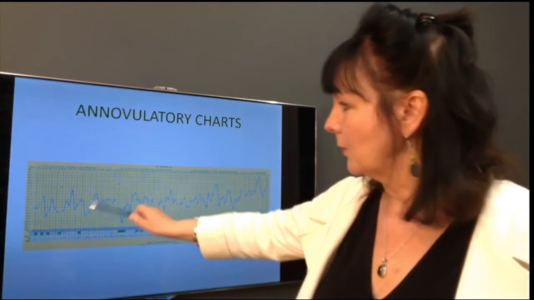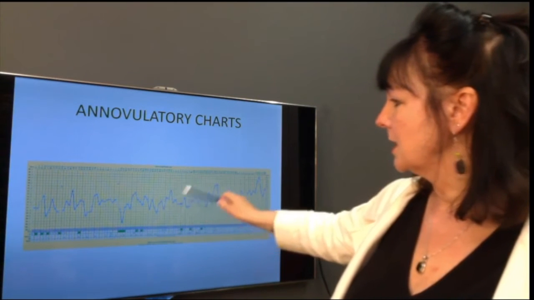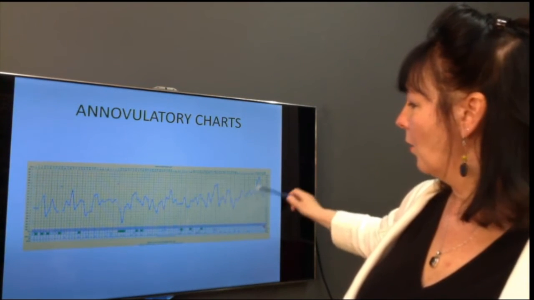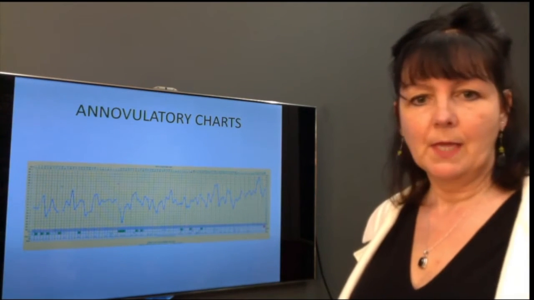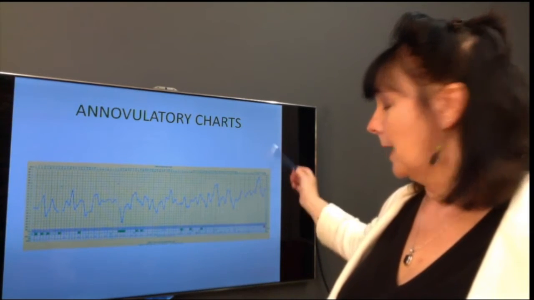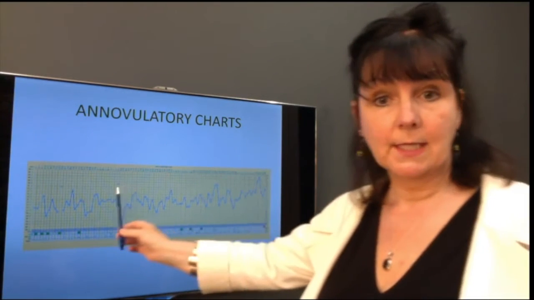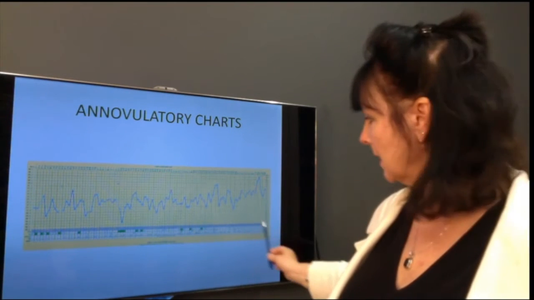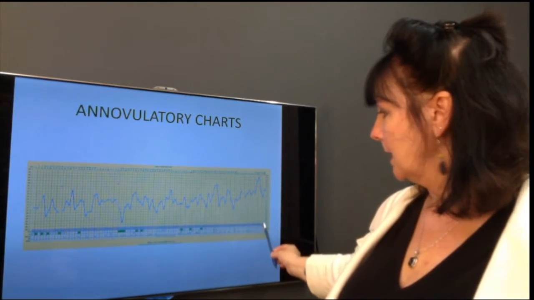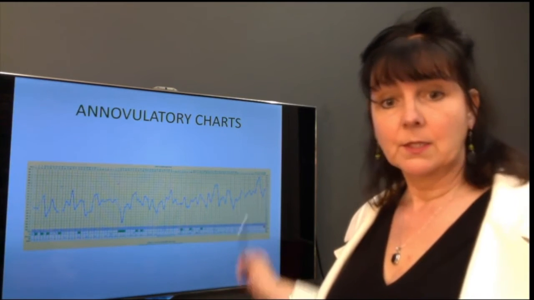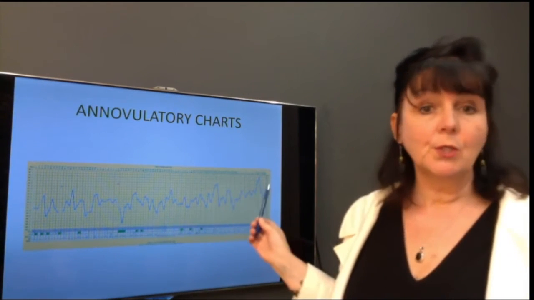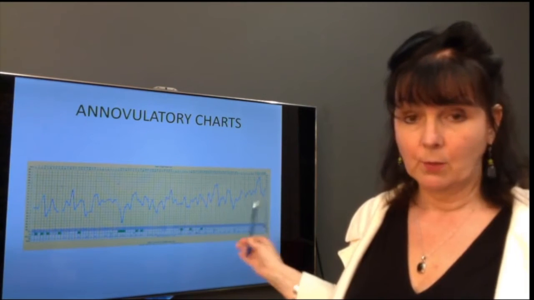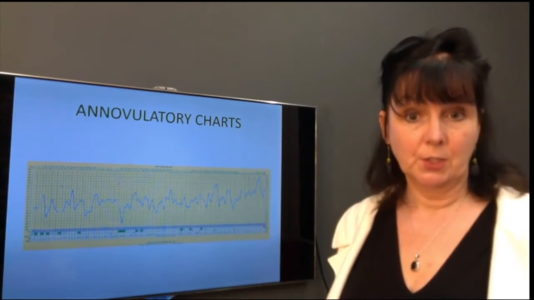What you can see is the temperature is just fluctuating all the way along. There is no drop and a rise. So that is an anovulatory cycle. No ovulation has taken place during that period of time, and her bleed has started. Okay, so we would need to be doing some work to ensure that ovulation has taken place.